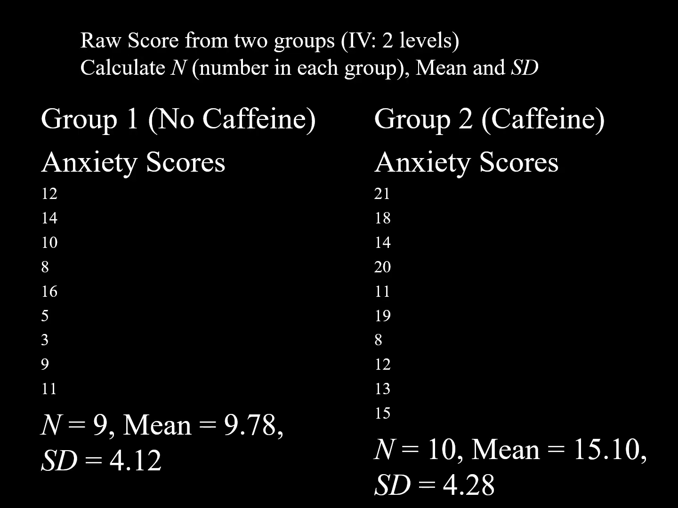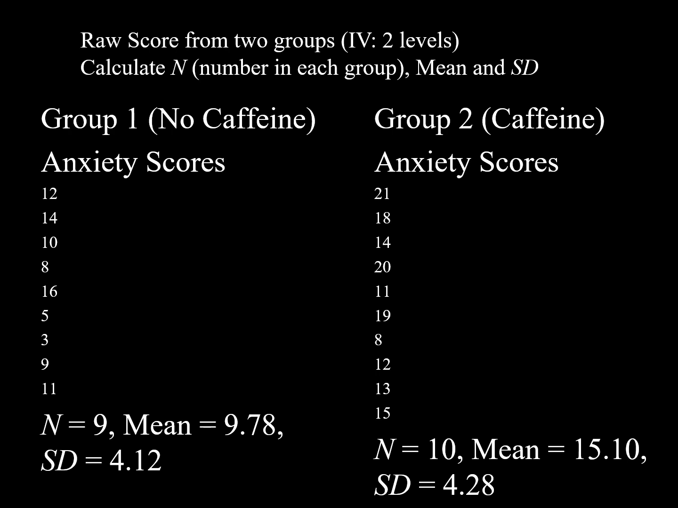So let's walk through a quick example here. We have a raw score from two groups. We have an IV with two levels, and we have the N number of each group, mean and standard deviation. So group 1 has no caffeine, group 2 has access to caffeine, and we're looking at anxiety scores. So the anxiety scores of group 1 with no caffeine are listed here, 12, 14, 10, 8, 16, 5, 3, 9, and 11. So if we take a look at that, that means there's 9 total people. The mean is 9.78, and the standard deviation is 4.12. Our second group's anxiety scores, those that were taking caffeine, 21, 18, 14, 20, 11, 19, 8, 12, 13, 15. Our N here is 10. Our mean is 15.10, and our standard deviation is 4.28.